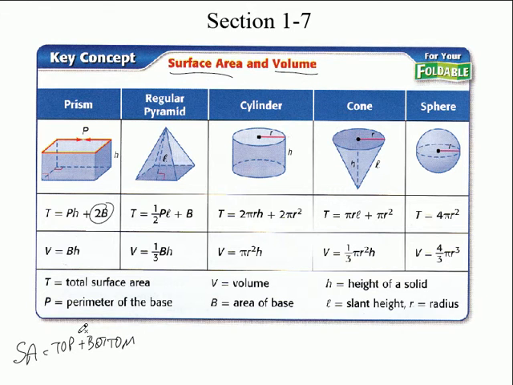Once you find one, the other one's going to be exactly the same. It's not like you have to do two different math problems, right? You find the top, the bottom's going to be the same, you double it, and that's the top and the bottom. What about the sides?